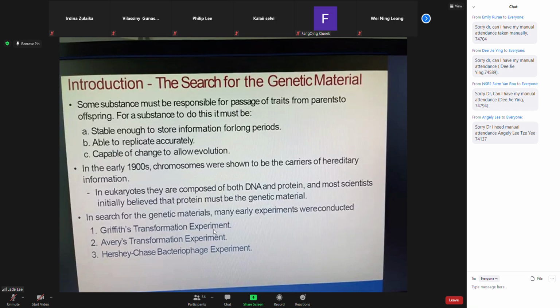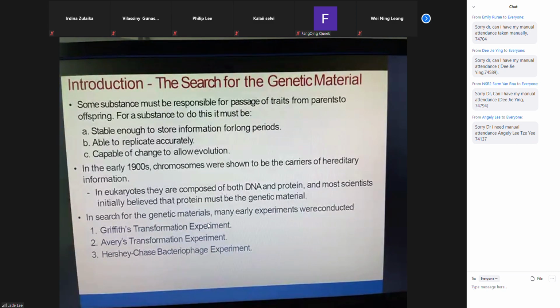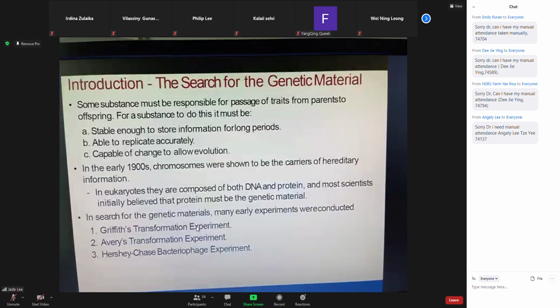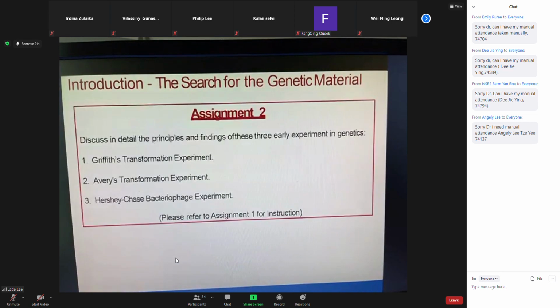So in the search for the genetic material, many early experiments were conducted, such as the Griffith transformation experiment, the Avery transformation experiment, which used bacteria, and also the Hershey-Chase bacteriophage experiment. These are the three very well-known experiments from the very early era of searching for the genetic material. These are three very important experiments which I need you to study.